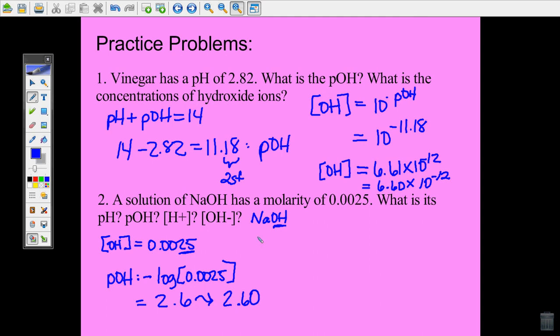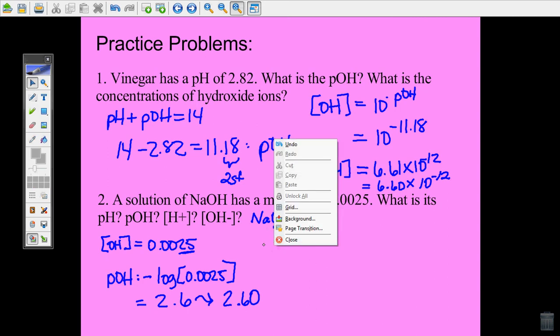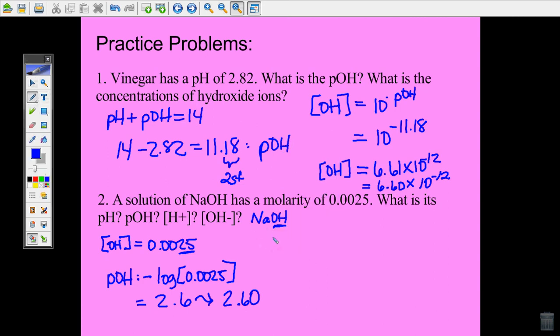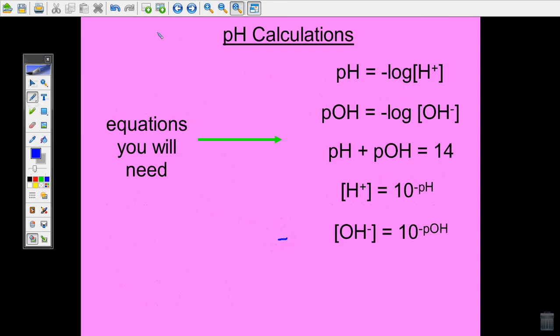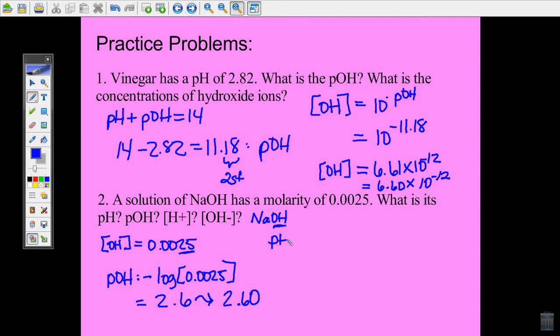Alright, now I want pH, and all I have to do is subtract to find my pH. See, my computer doesn't even like pH calculations. So if I just take 14 minus 2.6, I get 11.4, but really I need 2 sig figs. This gives me 2 sig figs.